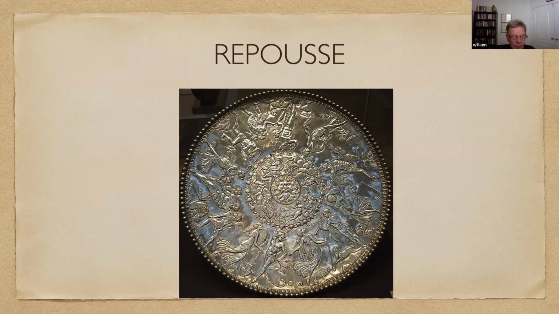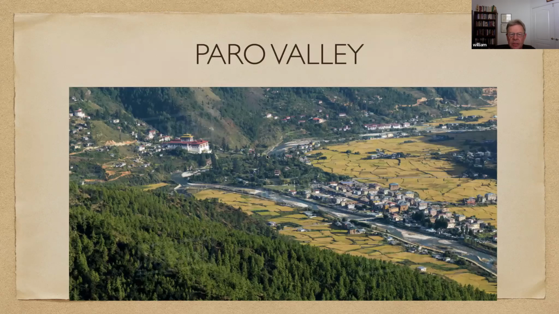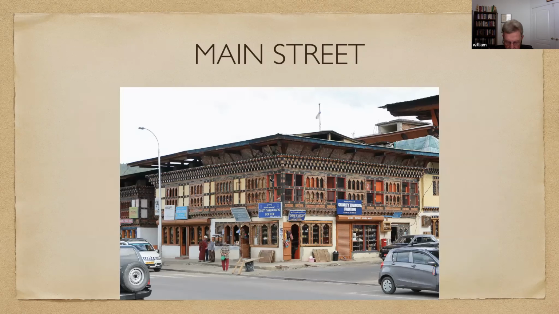Another small town, and I believe, if I heard Barbara correctly last night, she said she visited this town. Is that right, Barbara? Paro? Yep. This is Paro. It's in the far western central part of the country, a very famous valley, and it has the historic town of Paro with its main street here. A picture of its main street. Population 12,000. Not a very big place.